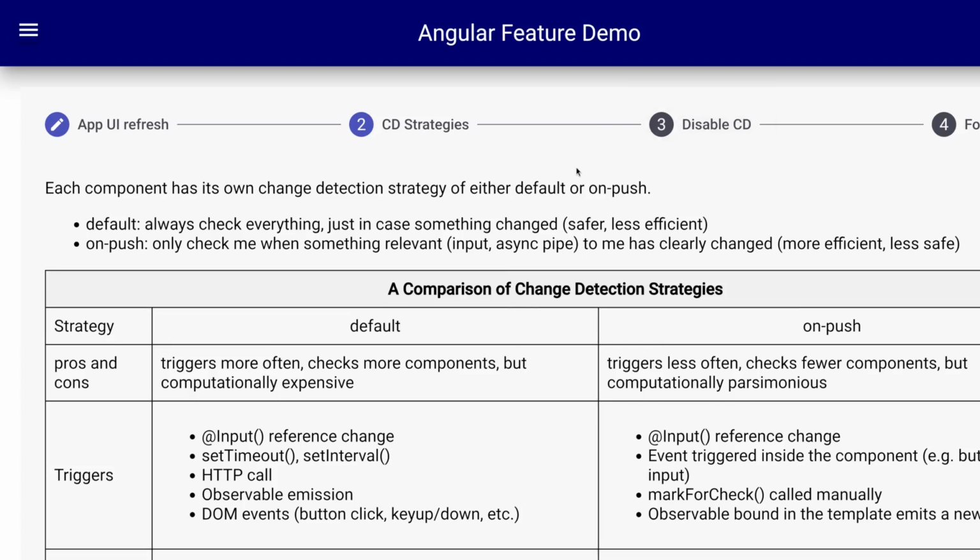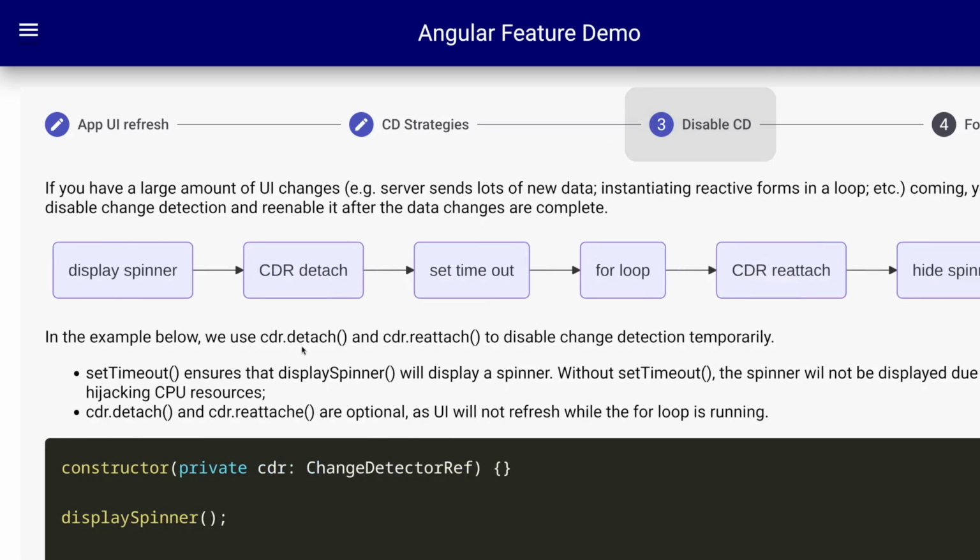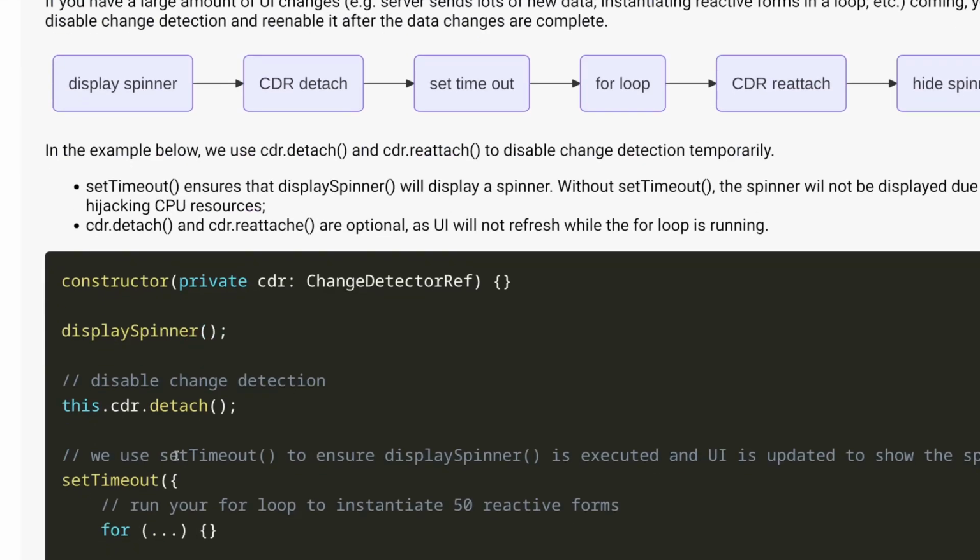Okay, next I'm going to show some tips to proactively manage your change detection. One is to disable your change detection. For example, you have a for loop here. You load a huge chunk of data from the database, an array of data. For each data element, you need to create a form group, and you are very quickly, in a loop, creating 50 form groups. And when this happens, your CPU is so busy that it cannot paint your screen.